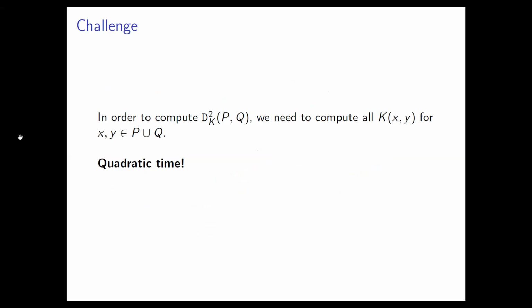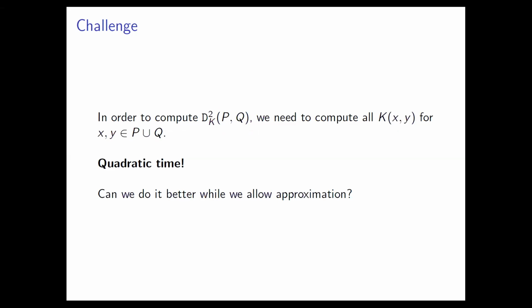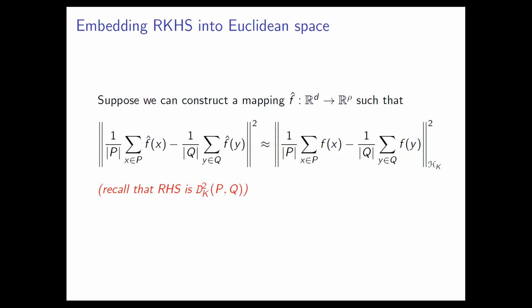But now we have some challenge. As we can see in the definition of the kernel distance, we need to compute all possible pairs k(x,y), and it takes quadratic time. Then here, what we want to ask is, can we do it better when we allow approximation? So in this equation, the right-hand side is the squared kernel distance. And again, here, f is the lifting map.